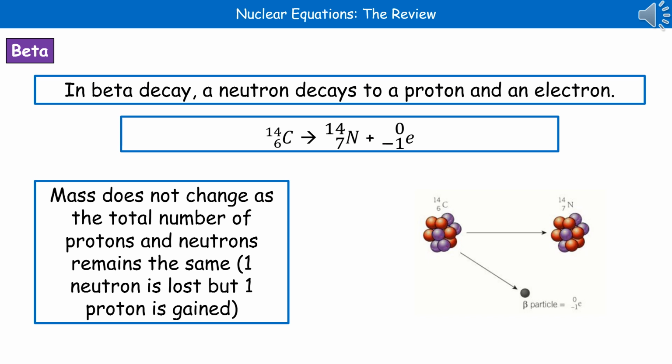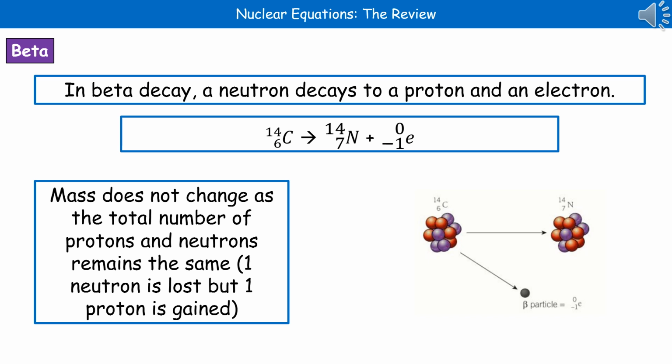Our second type of decay is beta decay. In beta decay, what we find is one of the neutrons in the nucleus is going to decay to form a proton and an electron. So if we start off with carbon-14, it's got a mass number of 14, then the end product will also have a mass number of 14.